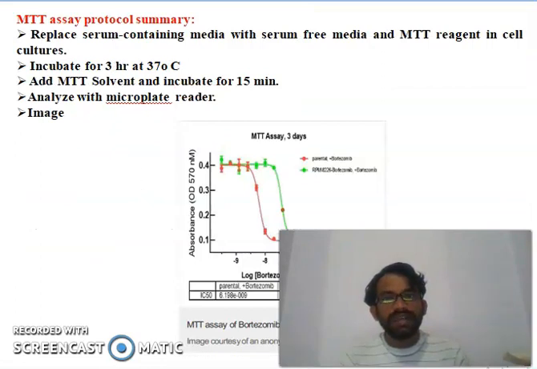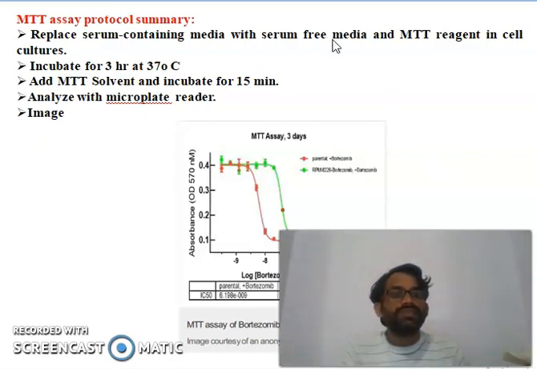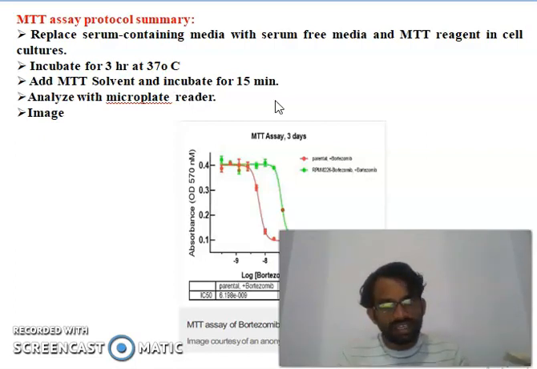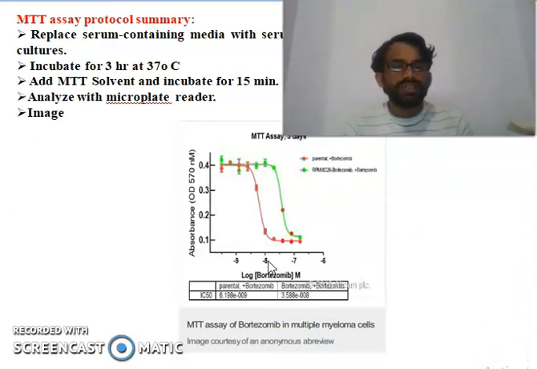Here you can see the MTT assay protocol summary. Replace the serum-containing media with serum-free media and MTT reagent in the cell culture, and incubate for 3 hours at 37 degrees Celsius. Then add MTT solvent and indicator for 15 minutes, and analyze the microplates in a reader. You can see here an image of how you will see MTT assays.